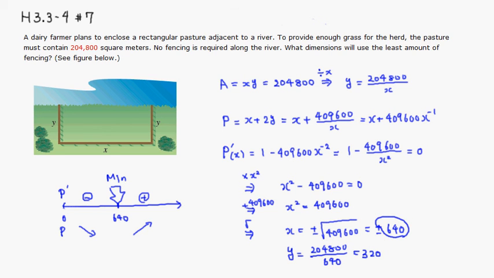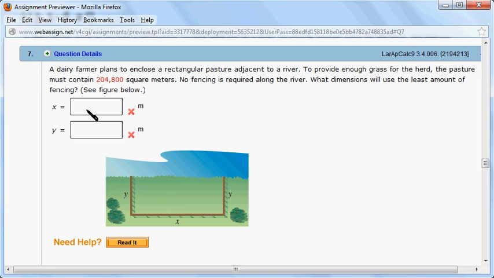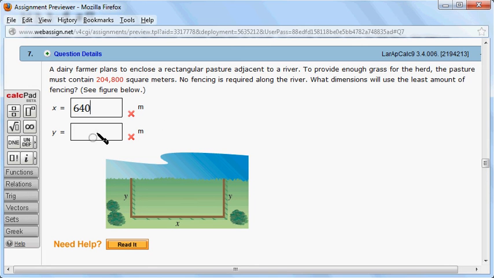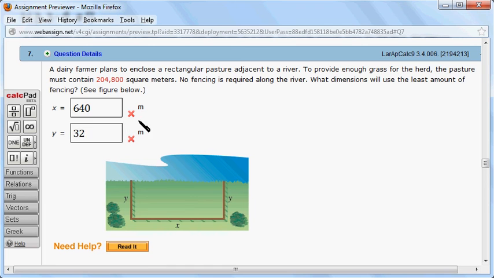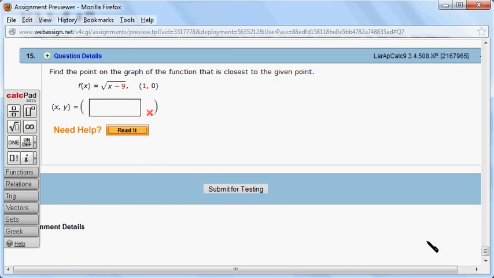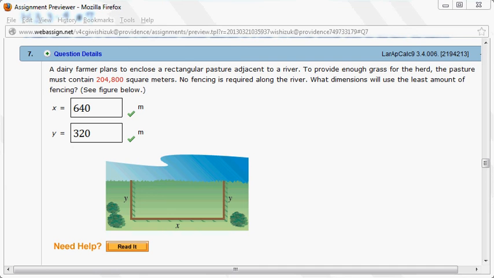So let's type it in. X is 640 and y is 320. All right, let's check the answer. It came back and we got x and y correctly. That's it. I hope that this was clear.